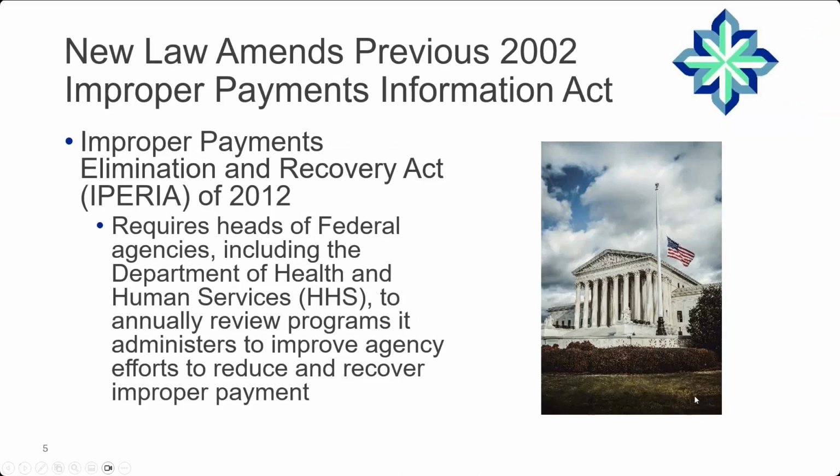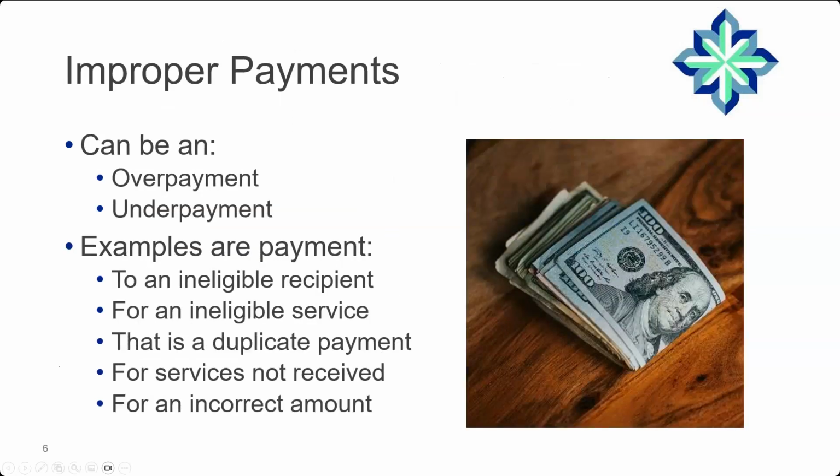A few years later, in 2012, Congress passed a law that required the heads of federal agencies to annually review programs that they administer to improve efforts to reduce and recover improper payments. That law, known as the Improper Payments Elimination and Recovery Improvement Act of 2012, referred to in short as IPERIA, actually amended the previous Improper Payments Information Act of 2002.